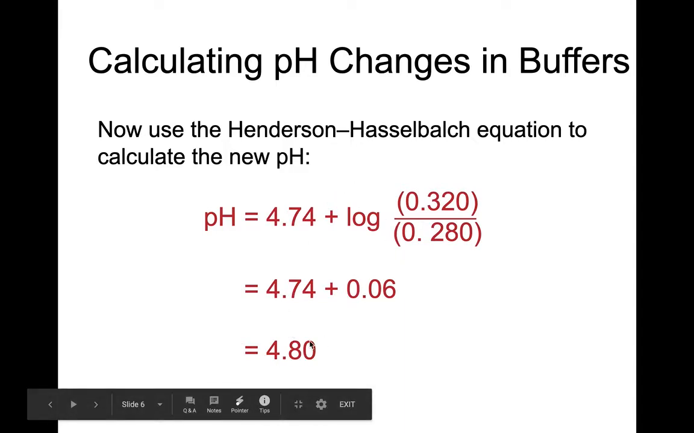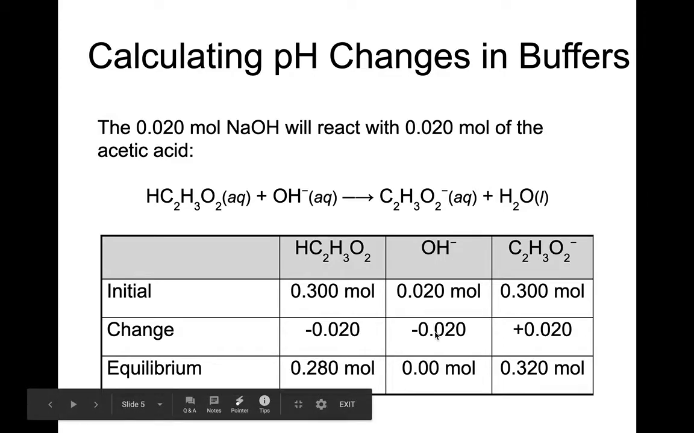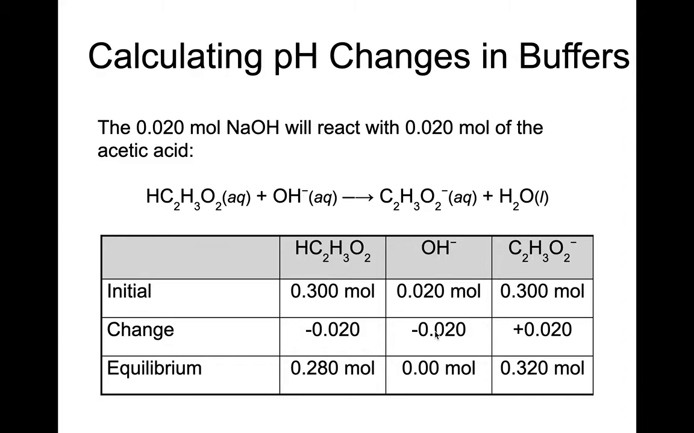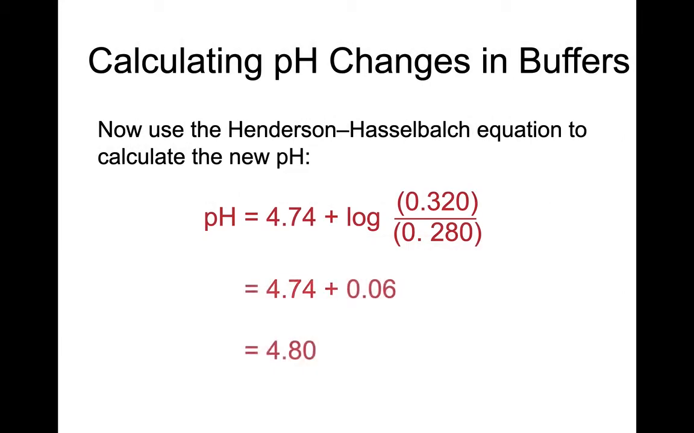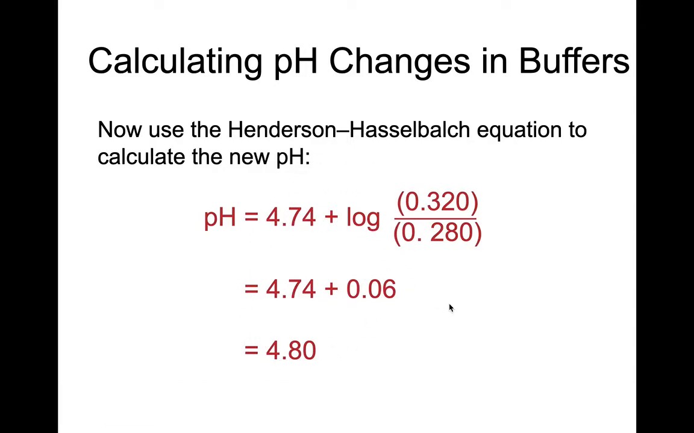Alternatively, without this equation, let me go back to our ice table, we would have needed to go through and calculate our hydroxide ion concentration, our hydrogen ion concentration, and then get the pH. This is a much easier problem-solving strategy.